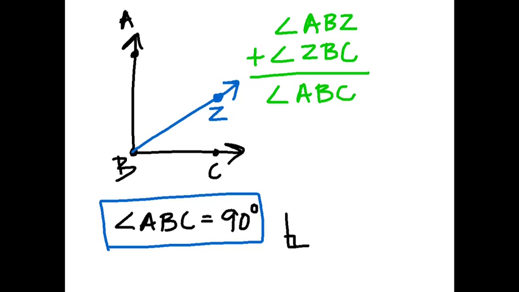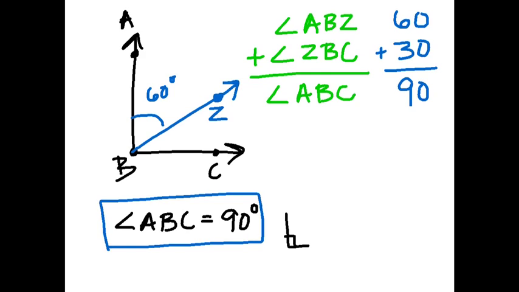So let's give ourselves some measurements here. I'm going to say that angle ABZ is measuring 60 degrees. And that means then, if these two angles, angle ABZ and angle ZBC, are complementary, they should add up to 90. So then I know that I have to make angle ZBC 30 degrees, right? And so it would be something like that.